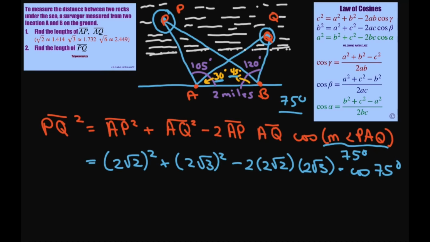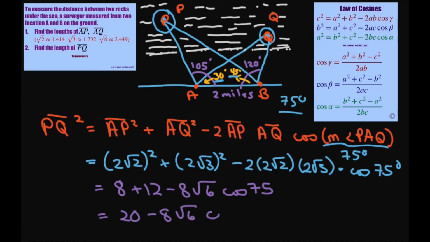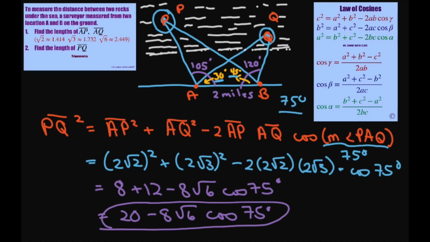Now, let's go ahead and simplify some of this. This is going to give me 8 plus 12 minus 8 times square root of 6 cos of 75, which is going to equal 20 minus 8 times square root of 6 cos of 75 degrees. All right, so that's what we're going to use. We're going to have to deal with this one right here.